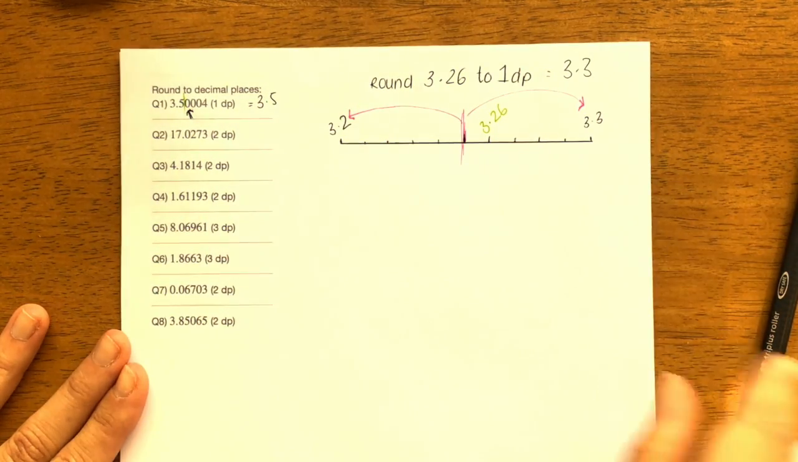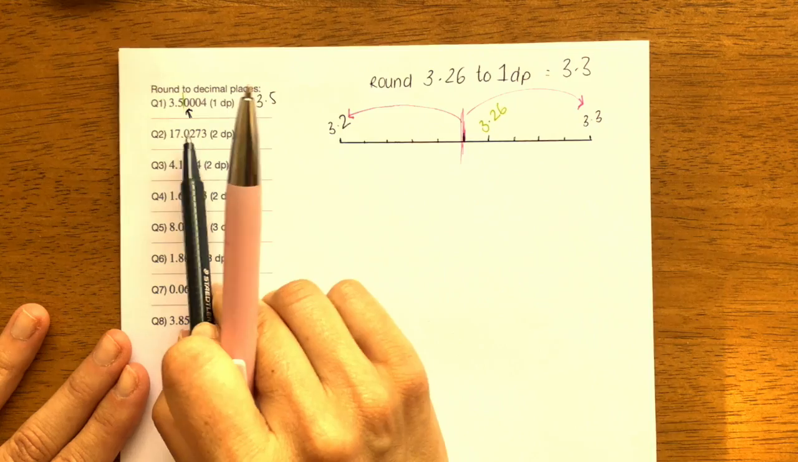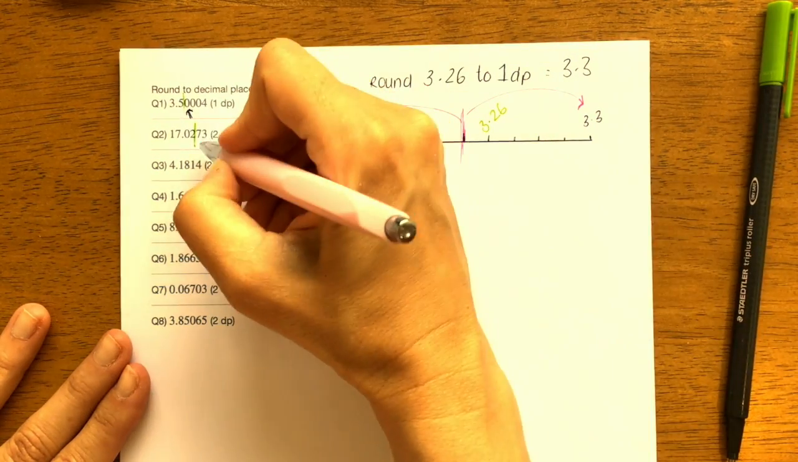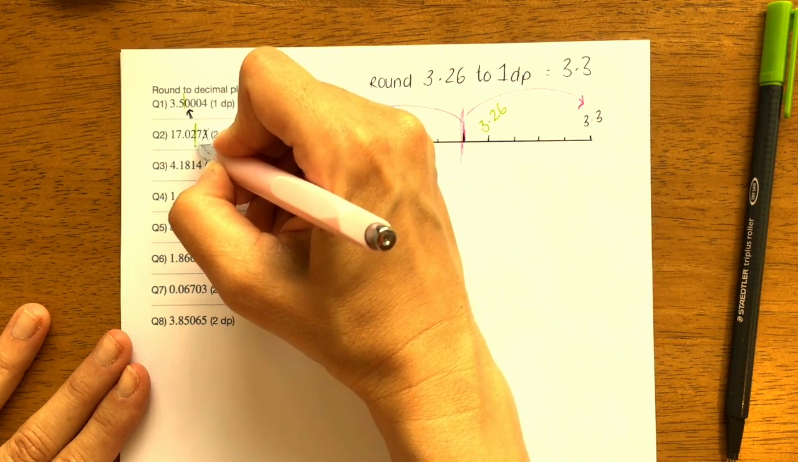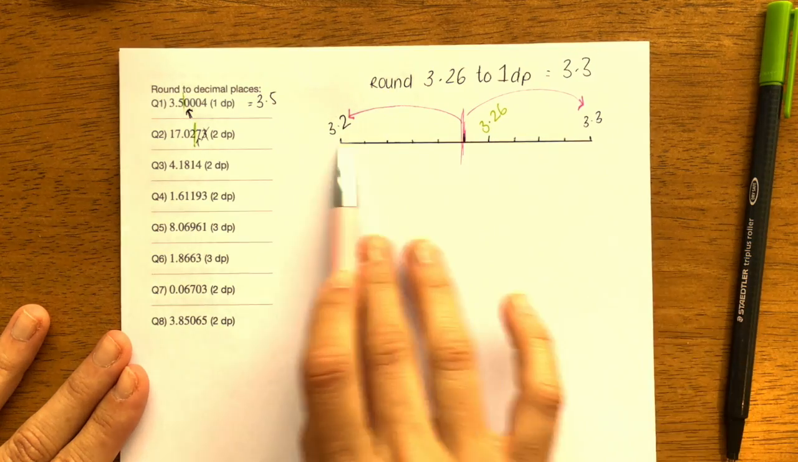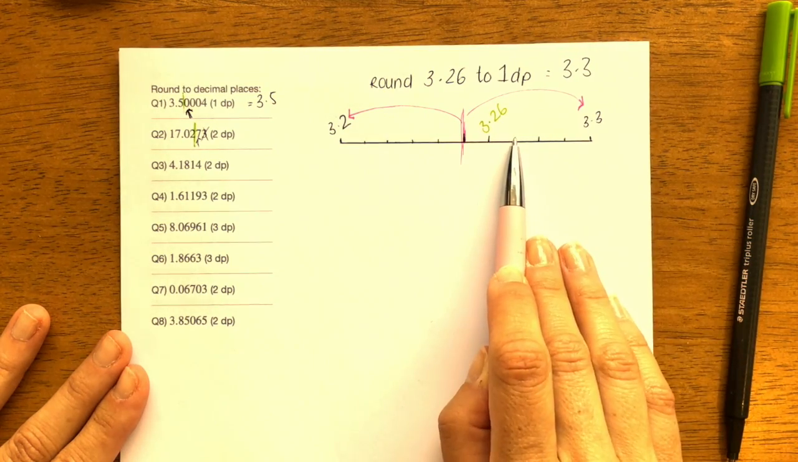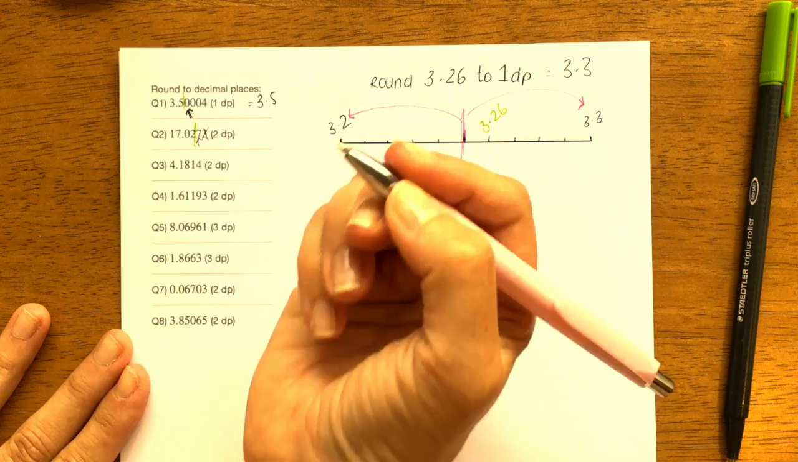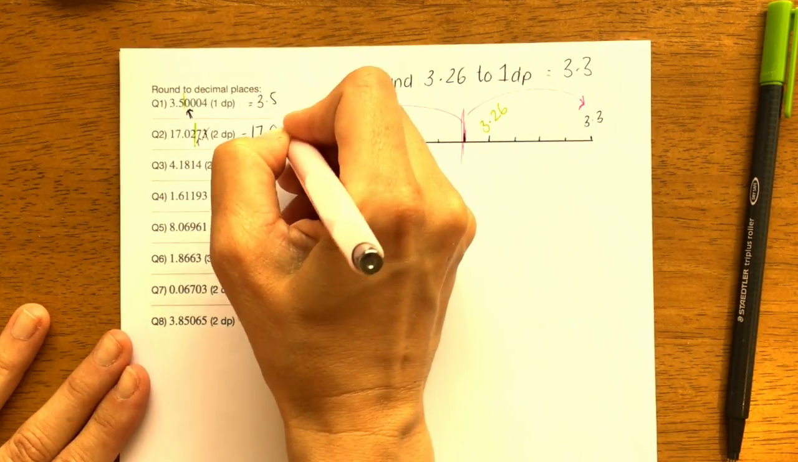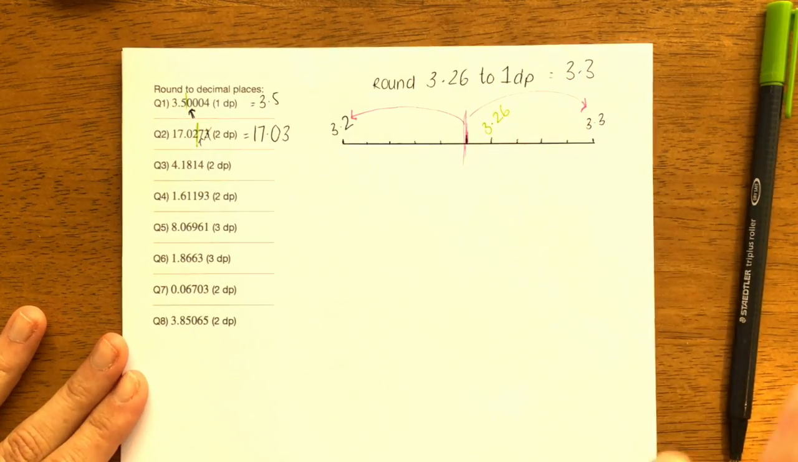Rounding to two decimal places. I count two numbers after the decimal point, which is here. I don't need to look at any other number, just the one exactly after it. Well, it's a 7. And if we think of our number line, 7 would be here. So we know it's going to round up to the next number. So it's going to be 17.03. It makes that number go up.